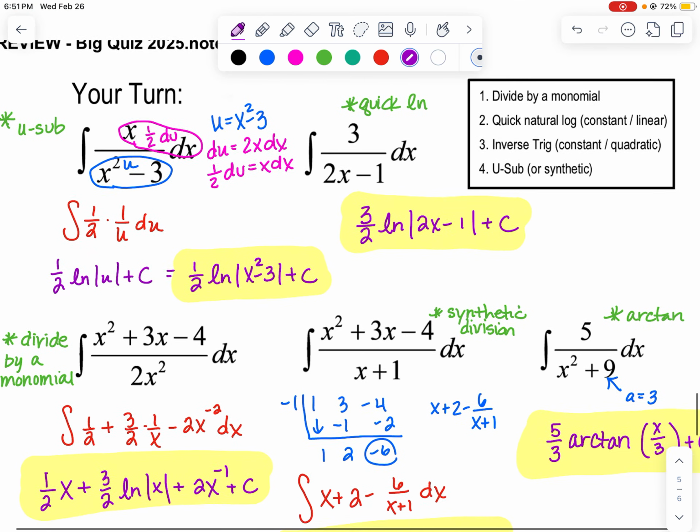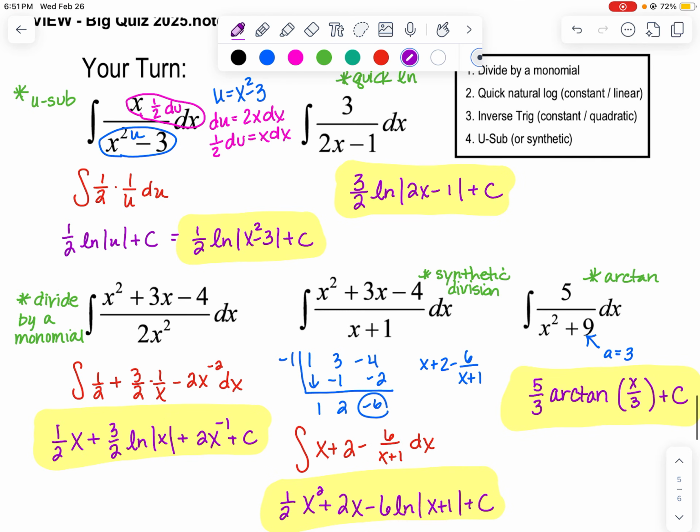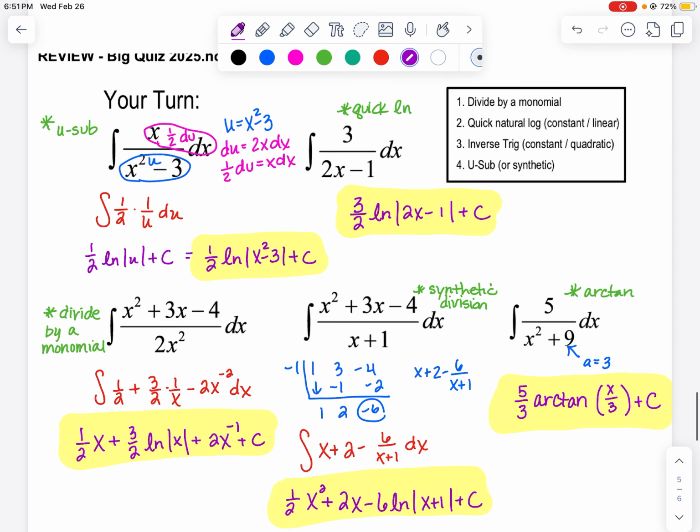Okay, so hopefully you actually did pause and didn't ignore me and are just skipping to the answers. But here you go. The first one was U sub, and then the next one's a quick natural log. Third one's divide by a monomial, and then we have synthetic division and arctangent. So a little bit of all of those.